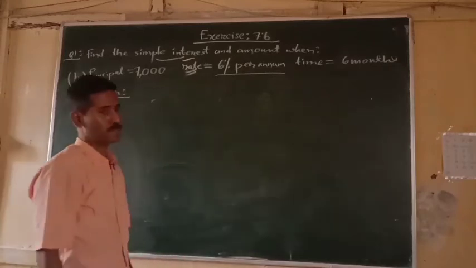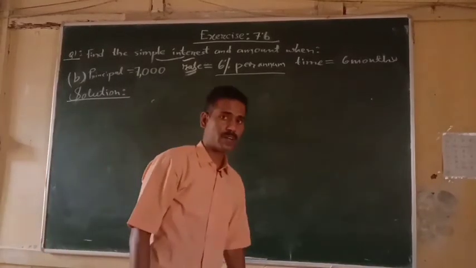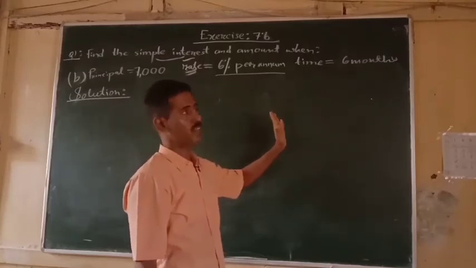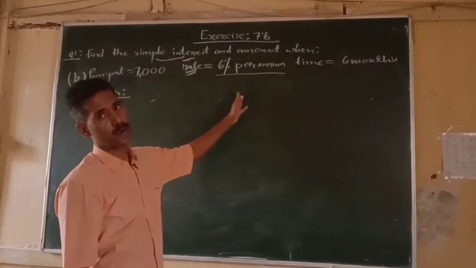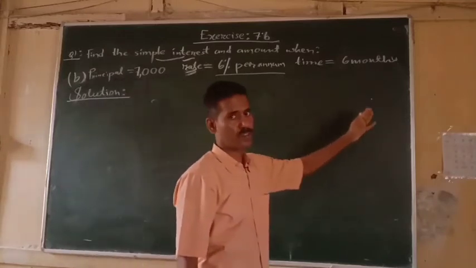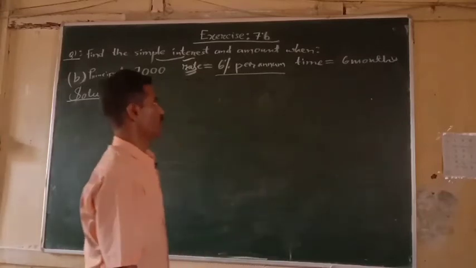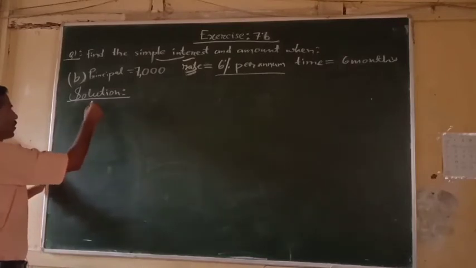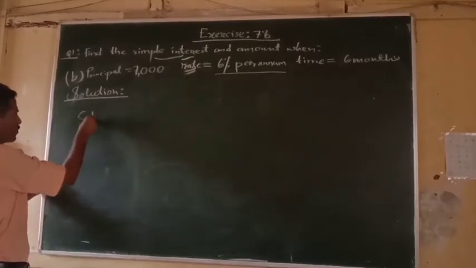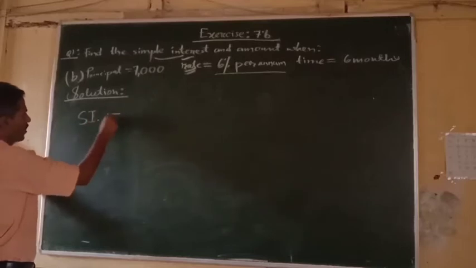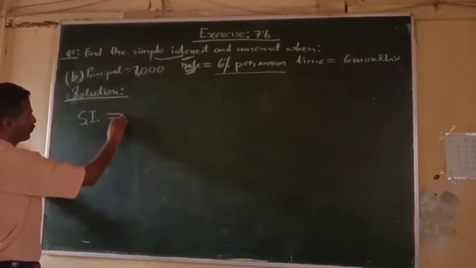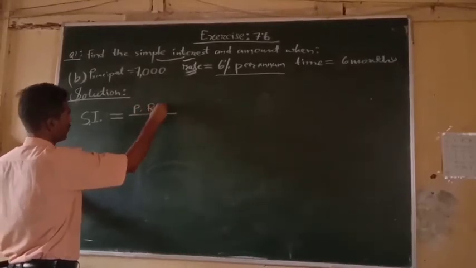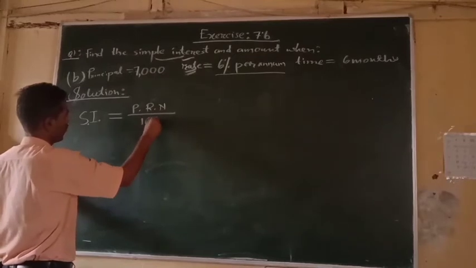Since interest is calculated per annum, but the time is given as 6 months, first of all, while solving this kind of question, since interest is counted per annum, this month should be converted into year. So solution: you have to find simple interest. So we'll find simple interest SI equals, same formula I'll use, P into R into N divided by 100.